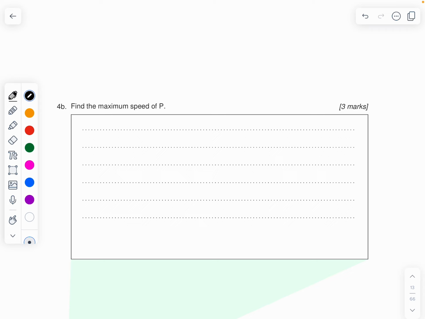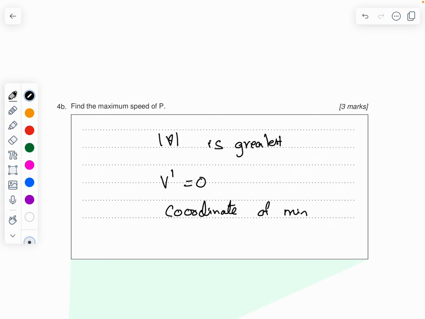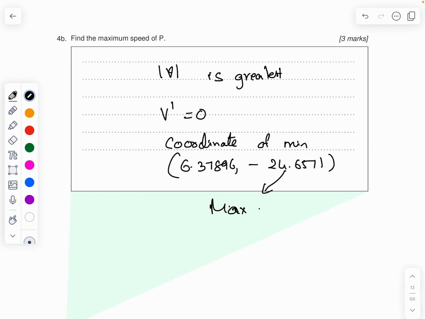Find the maximum speed of v. Maximum speed means the absolute value should be greatest, which means v prime should be equal to 0. So find the coordinates of the minimum point. From the GDC, the minimum point is 6.37896 comma minus 24.6571. So the minimum velocity, or rather the maximum speed, because he's asking for the maximum speed, is 24.7 meters per second.